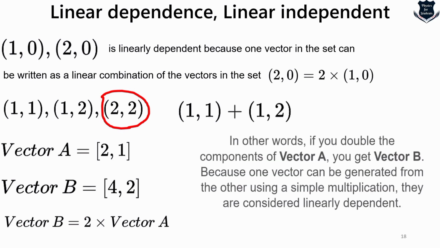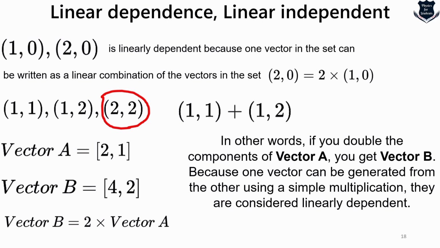Now this actually brings you to this. In other words, if you double the components of vector A, you get vector B, because one vector can be generated from the other simply by multiplication. So if it can be generated and gives back the vector, it is linearly dependent, and if it does not, it is a linearly independent vector.